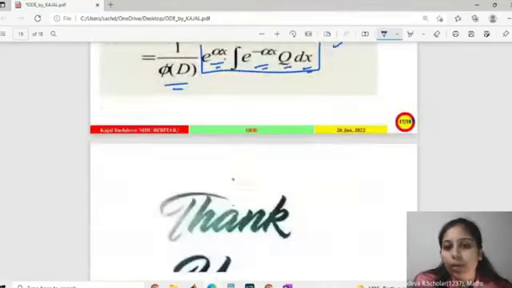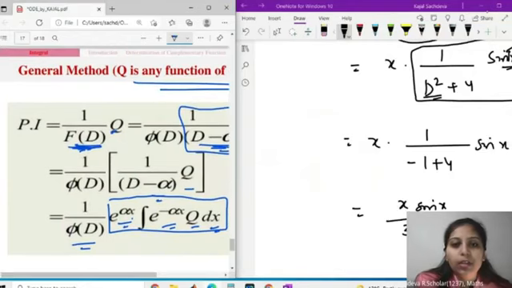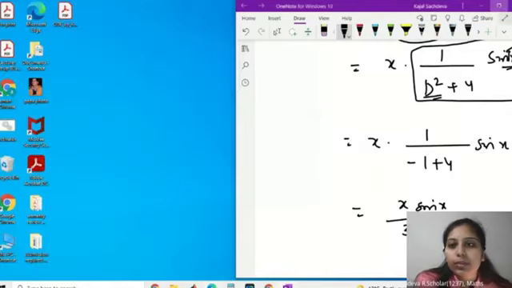This is a general formula. But we will not discuss this in today's lecture. Maybe by next lecture this will be discussed. Now we will discuss some previous year questions.